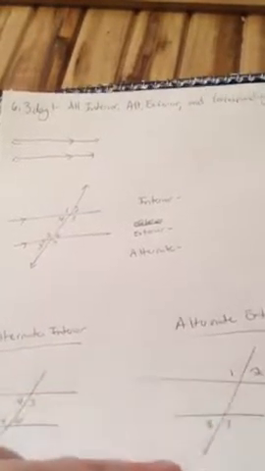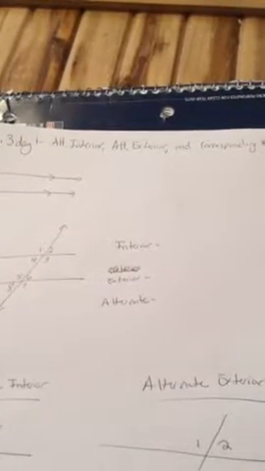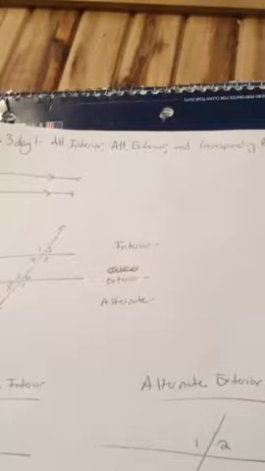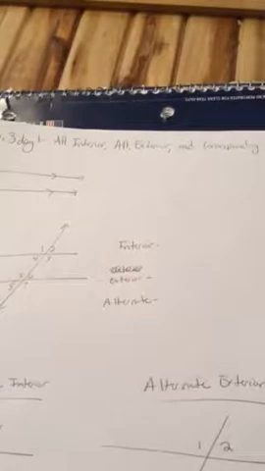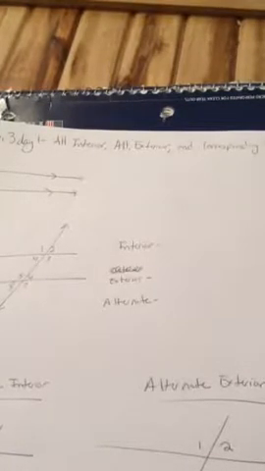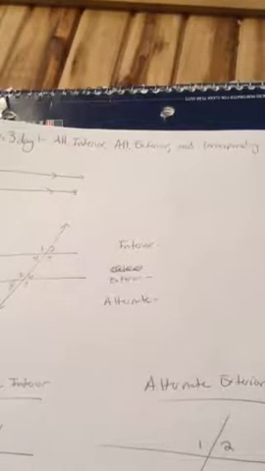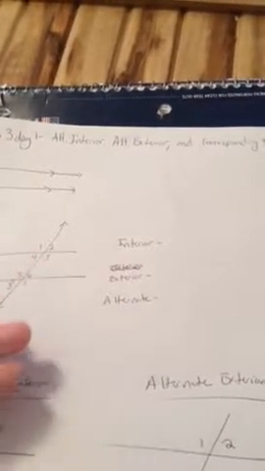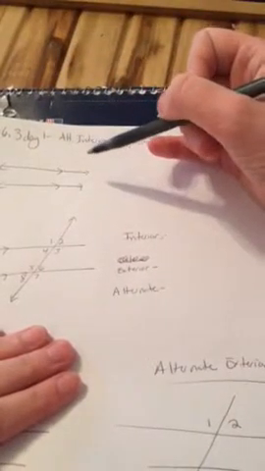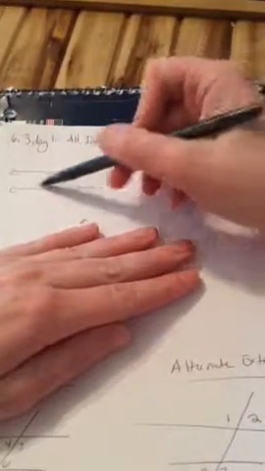Alright, hello again. This is 6.3 day 1, alternate interior angles, alternate exterior angles, and corresponding angles. So we've learned about several different types of angles: complementary angles, supplementary angles, vertical angles. We've talked about acute and obtuse ones as well, but we've been focusing on vertical angles lately. So we're going to talk about parallel lines a little bit today.